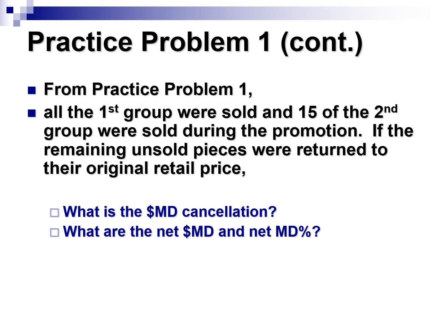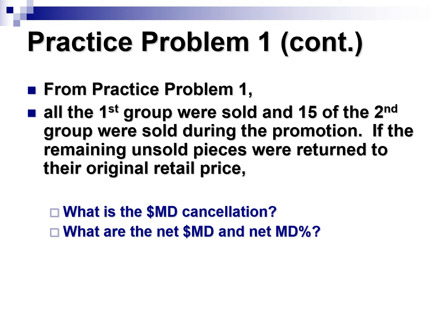If the remaining unsold pieces were returned to their original retail price. So out of the 20, 15 were sold. What's left will be 5 units that were unsold. Their prices were back to their original retail price. If that's the case, then what is the dollar markdown cancellation? So how much markdown was canceled? And what are the net markdown dollar and net markdown percent?